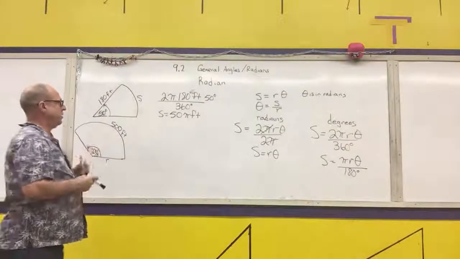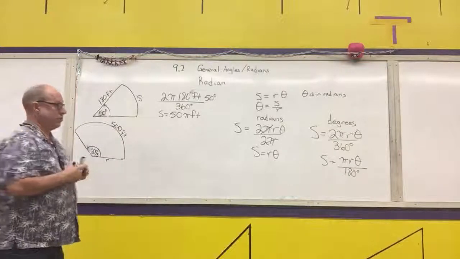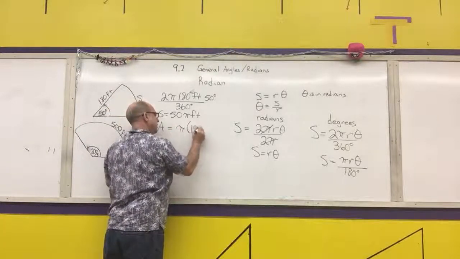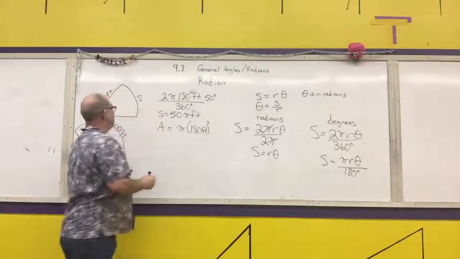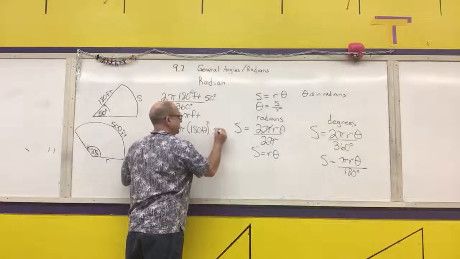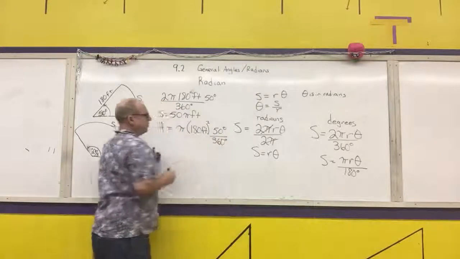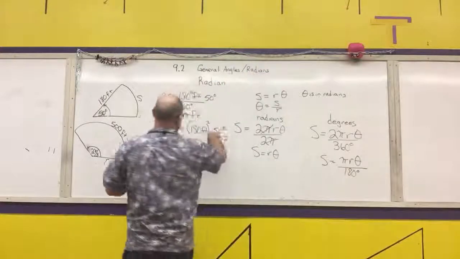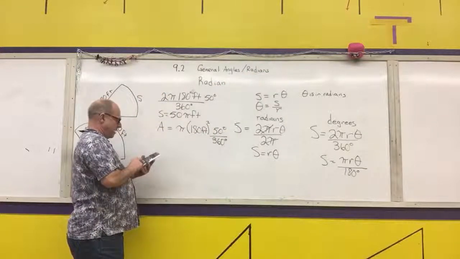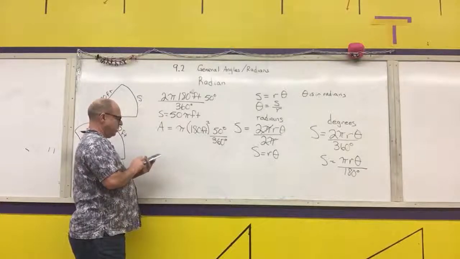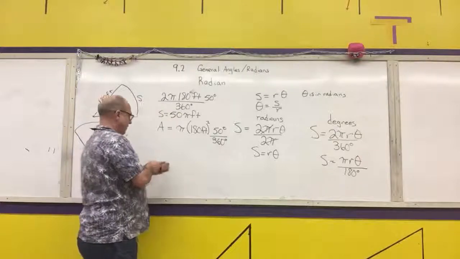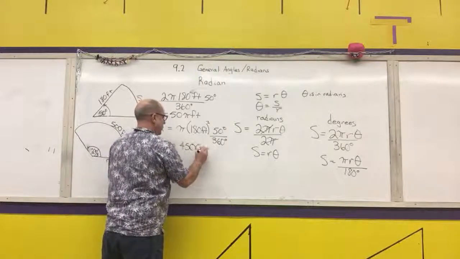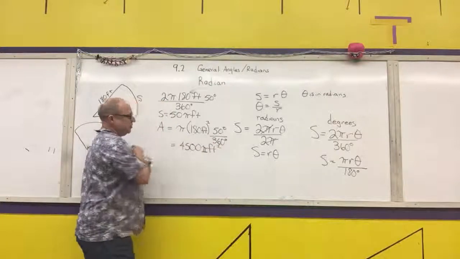And again, you could stick that in the calculator to get an approximate answer. Let's think about area of a circle. Well, area is equal to pi times radius squared times a fraction. Well, it's a fraction of 50 degrees over 360 degrees. So I'm going to use a calculator to do this portion of the work. So 180 squared times 50, divided by 360, is 4,500 pi feet squared. And again, if I ask for an exact answer, leave pi in the answer.